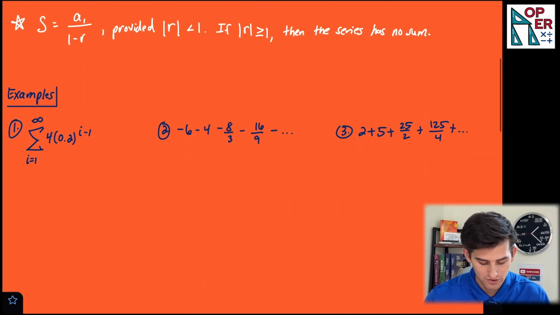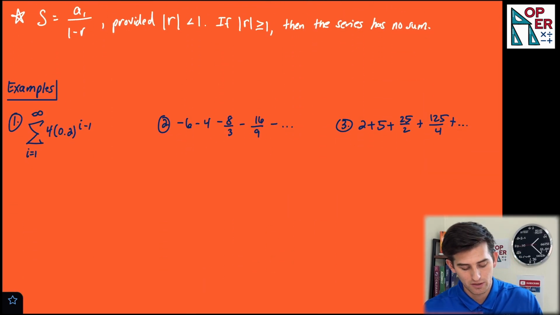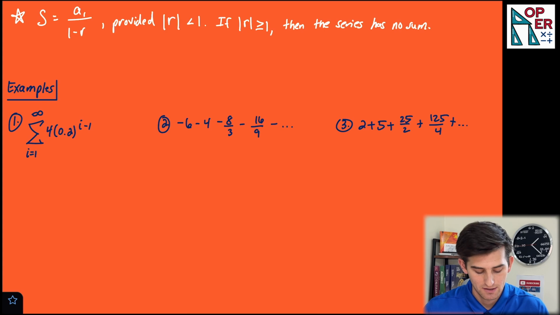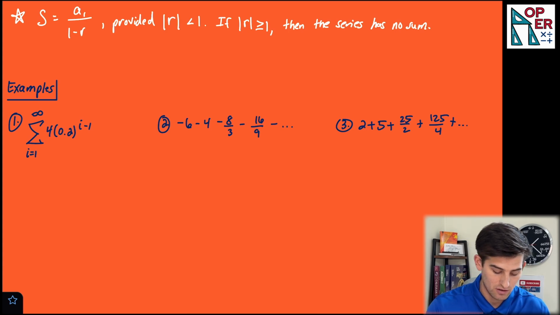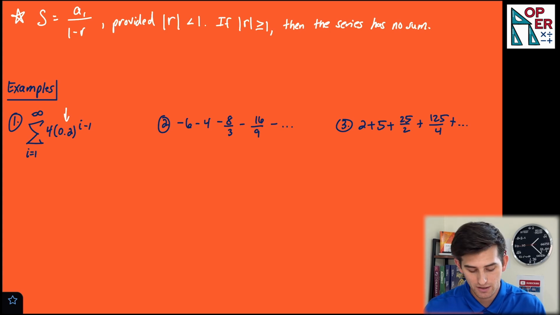Okay, so let's look at 3 examples in this video. Number 1, we have sigma notation or summation notation, where we have infinity obviously as our upper limit, and then we have our starting value of 1, and we have our rule. So 4 times 0.2 to the i minus 1. So we see that our common ratio is 0.2, so that would work here. The absolute value of that is going to be less than 1. So we can actually use our equation here.